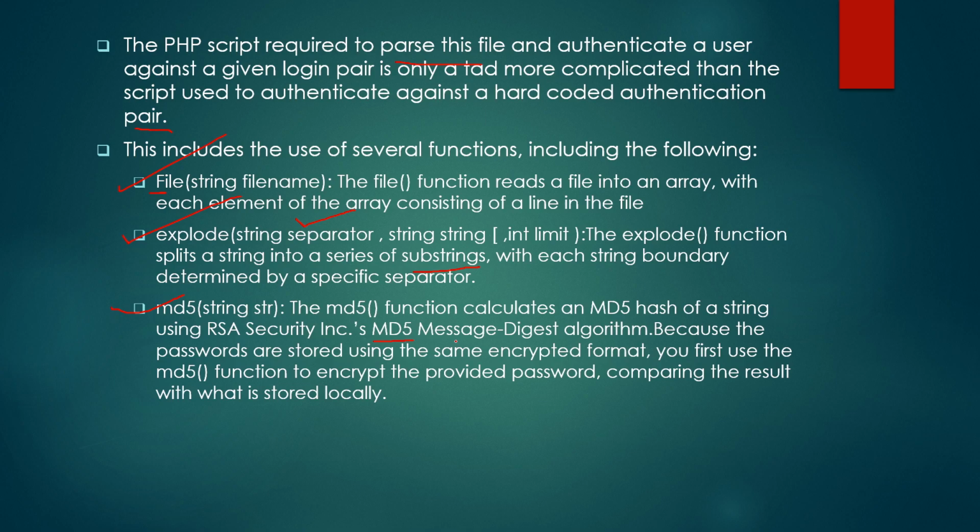Because the passwords are stored using the same encrypted format, you first use the MD5 function to encrypt the provided password, comparing the result with what is stored locally. So MD5 is used to encrypt the string, but we won't be using that. Now let's directly jump onto the code. I will show you the entire execution of how access is granted and how authentication is implemented using file based authentication.